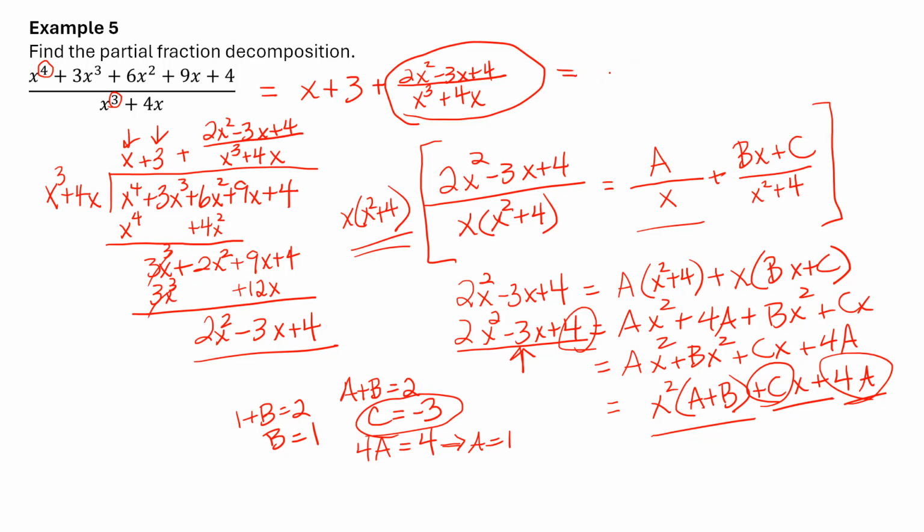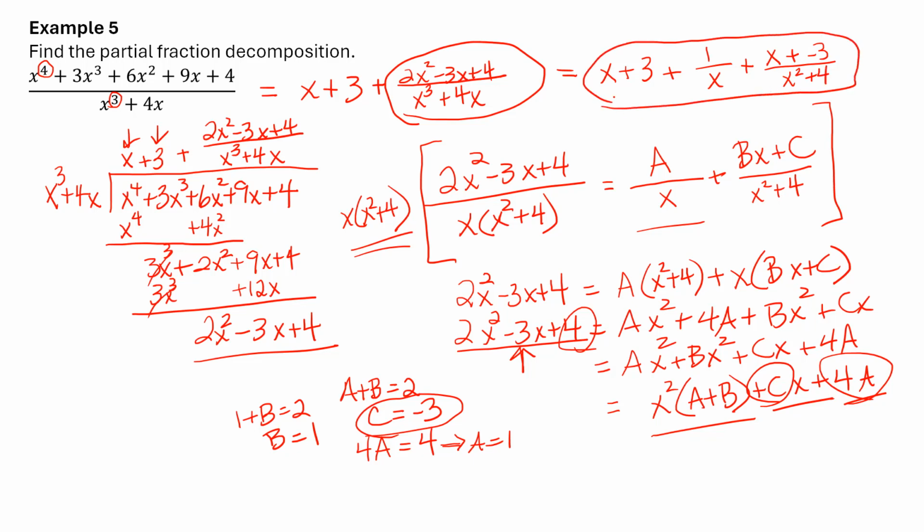I've got the x plus 3 that I found by dividing, and the fraction I was left with can be decomposed into a over x, so 1 over x, plus bx plus c over x squared plus 4. So b is 1, so 1x, plus c, which is -3, over x squared plus 4. So this is my decomposition.